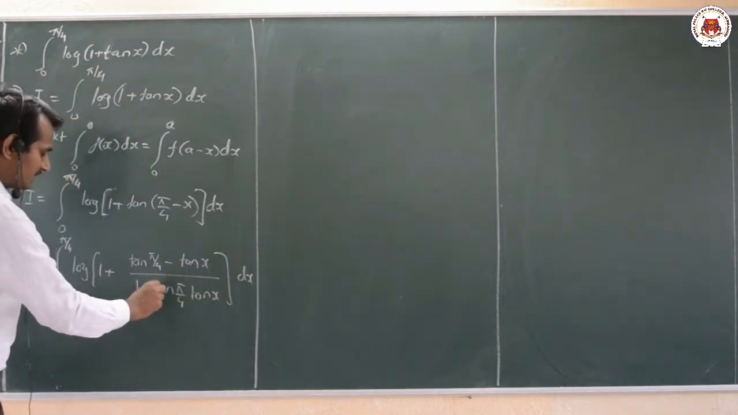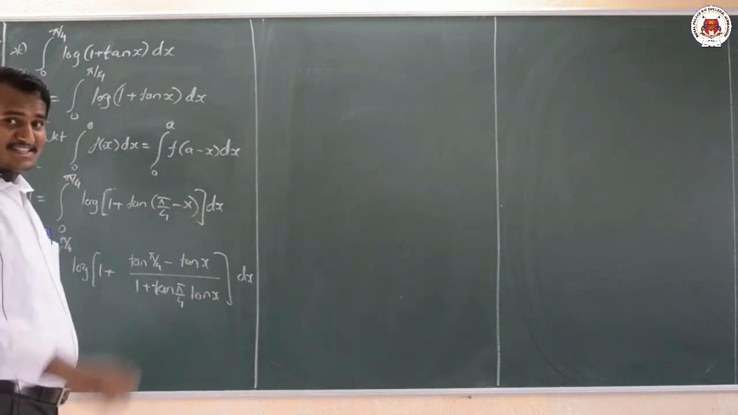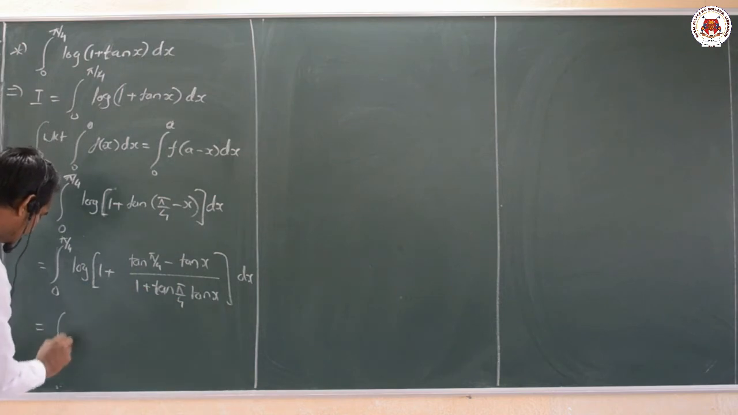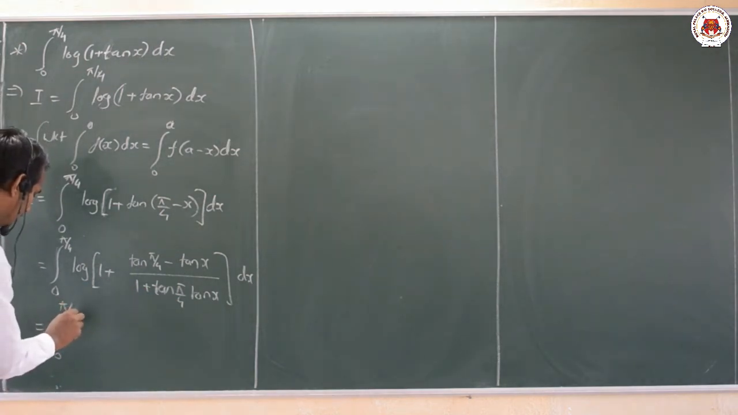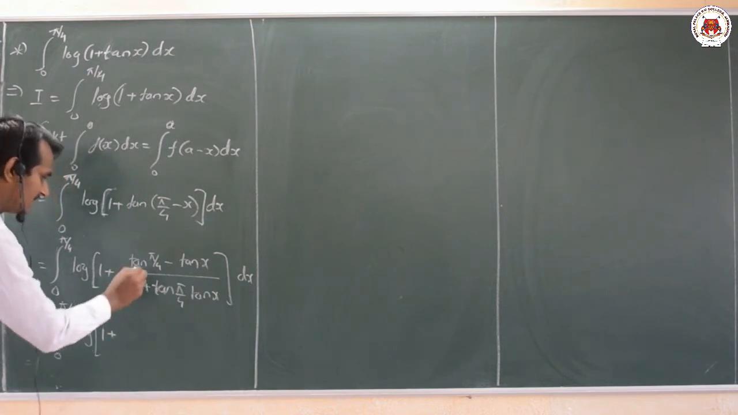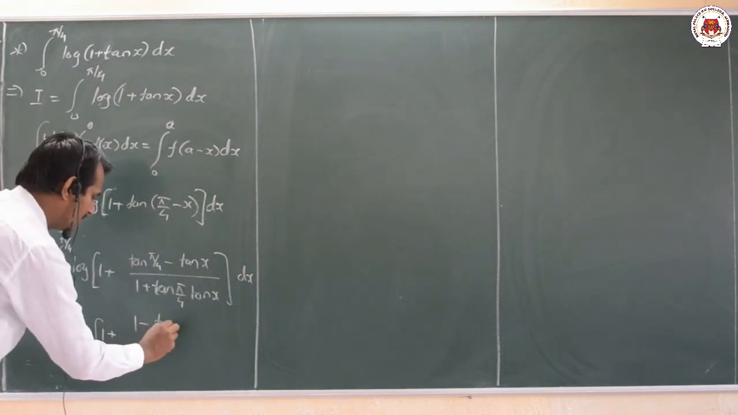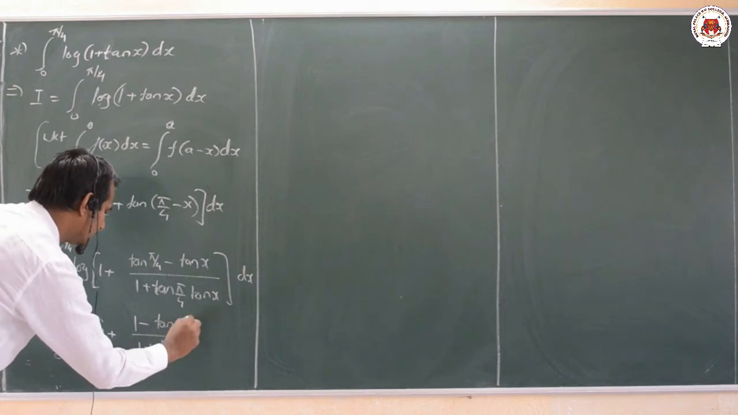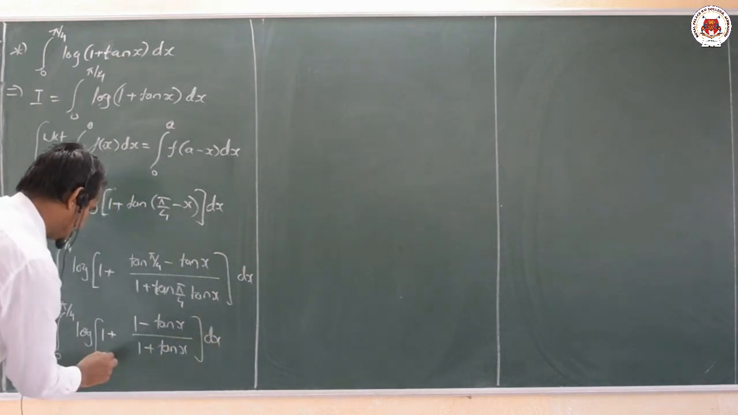Now you can take the LCM here. Okay, students, you can take the LCM here. What we get? The tan pi by 4 value will be 1 here, which is equal to the integral from 0 to pi by 4 of log of 1 plus, tan pi by 4 value is 1, minus tan x divided by 1 plus tan x into dx.